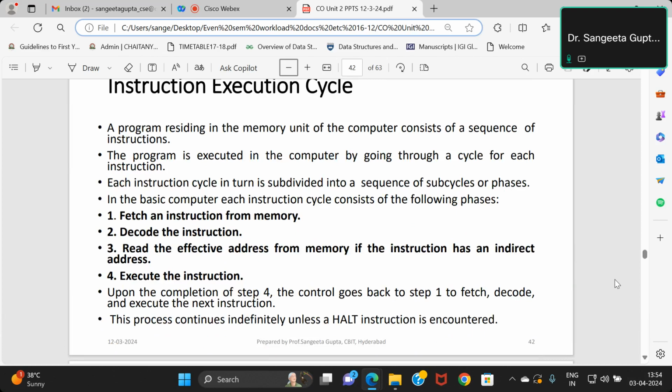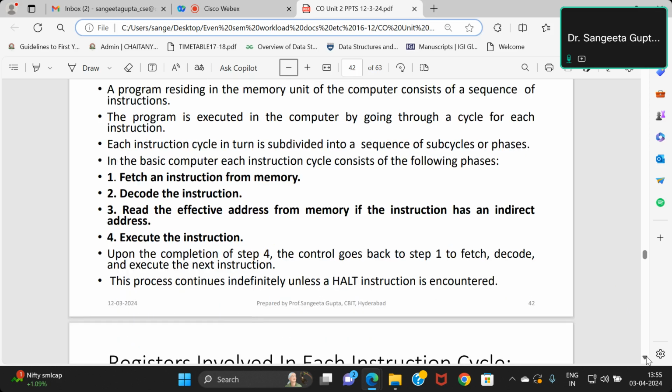First phase is we have to fetch an instruction from memory. Once the instruction is fetched, then we have to decode the instruction. And then the effective address for that instruction, if it has any indirect address, has to be calculated. And the last stage will be executing the instruction. So fetch, decode, calculate the effective address, and execution of the instruction. These are the four main phases that occur in the execution of an instruction for any program. And these steps are repeated for each and every instruction in a program until we reach the last statement.